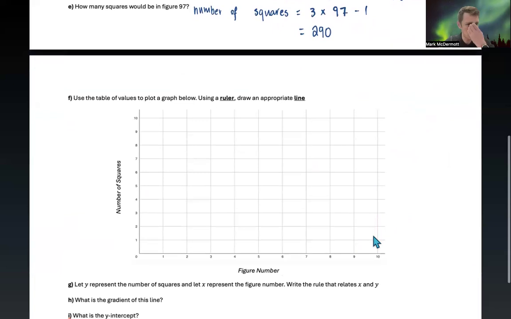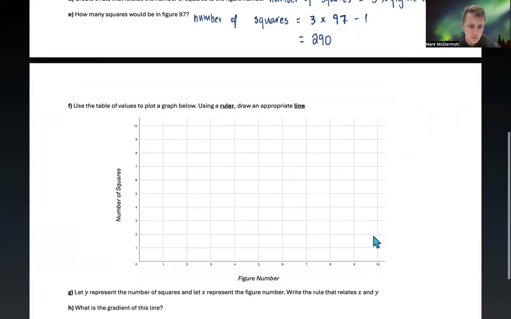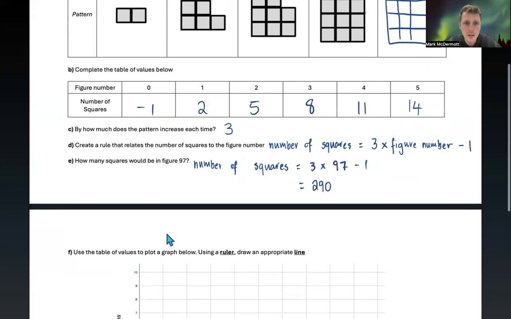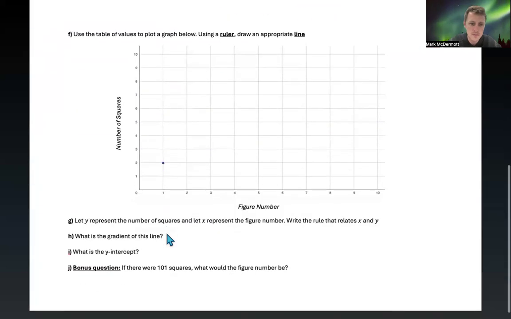Use the table of values to plot a graph below. Use a ruler, draw an appropriate line. So what we're going to do is look at figure number 1 has 2 squares, and figure number 2 has 5 squares. It's a bit tricky for me to use a ruler on the computer, but hopefully you've got a ruler. And what you're going to do is connect them. I'm going to struggle to do it, but I'll do my best. Hopefully you use a ruler. It's going to bug me, so I'm going to do it properly. So that looks not too bad.